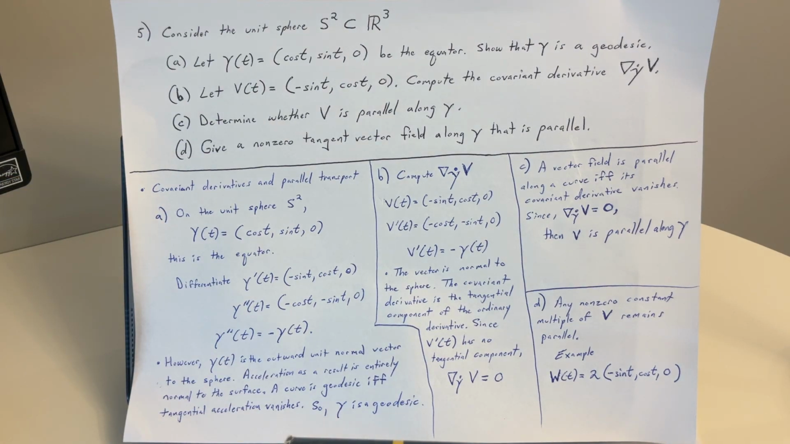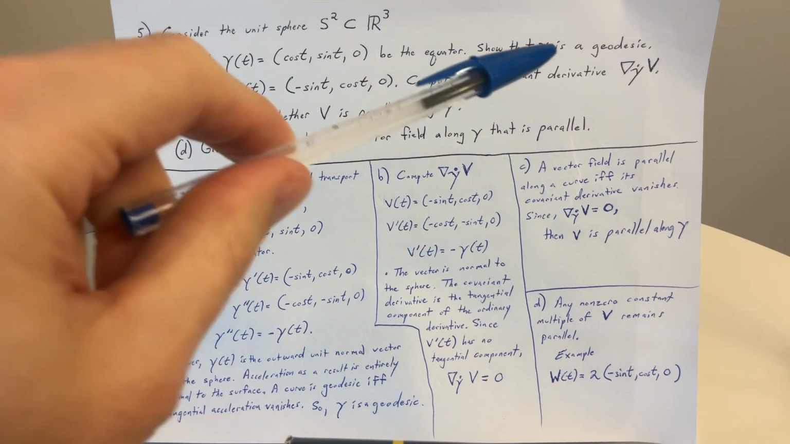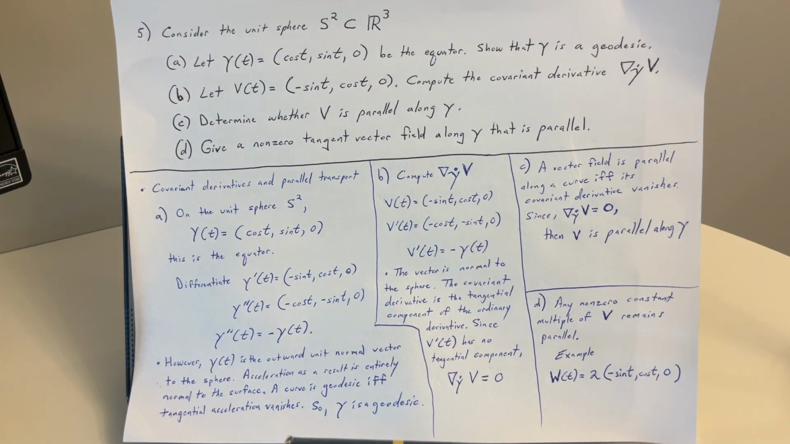Consider the unit sphere. And we have gamma of t equals cosine t, sine t, 0. Let that be the equator. Show that gamma is a geodesic. So let's take a look at letter A. The covariant derivatives and parallel transport, this is what we're dealing with here.